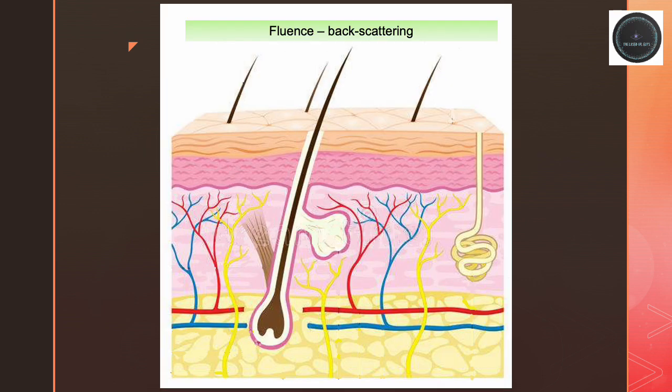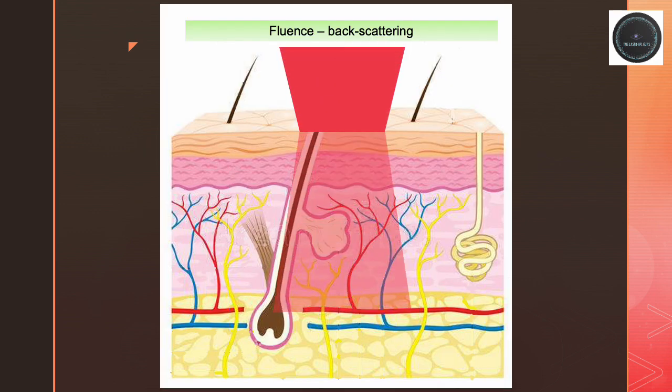So if we look at backscattering, what does this mean exactly? Let's say you fire some red light energy into the skin like this. A portion of that energy will be backscattered. Essentially what that means is that the photons undergo a sufficient number of scattering events such that they effectively turn direction and start to head back towards the surface.